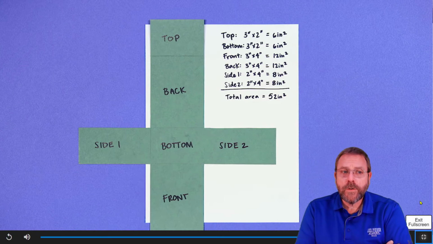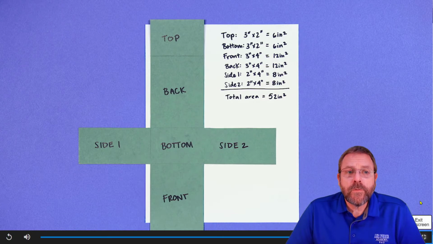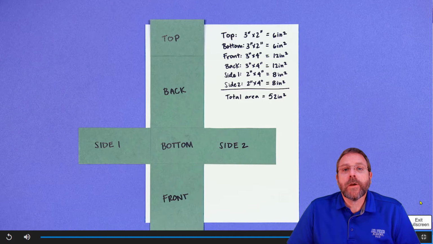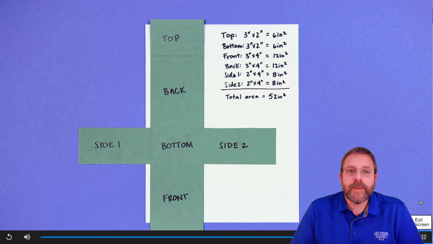That's a really good way to do it. The only thing I would do differently is I would include my formula: area is equal to length times width, or area is equal to base times height.